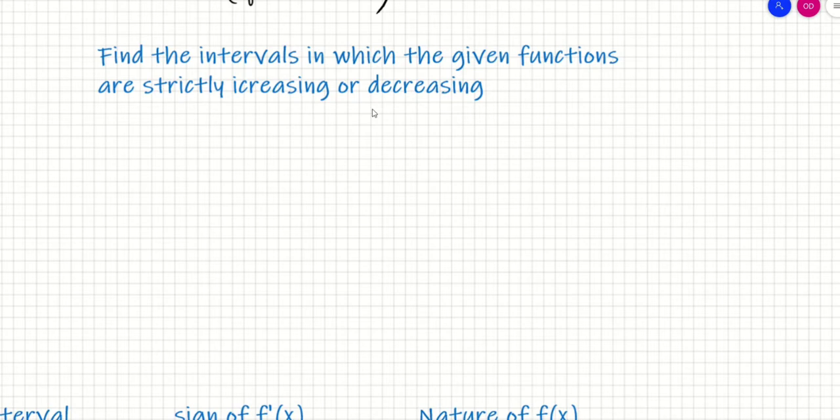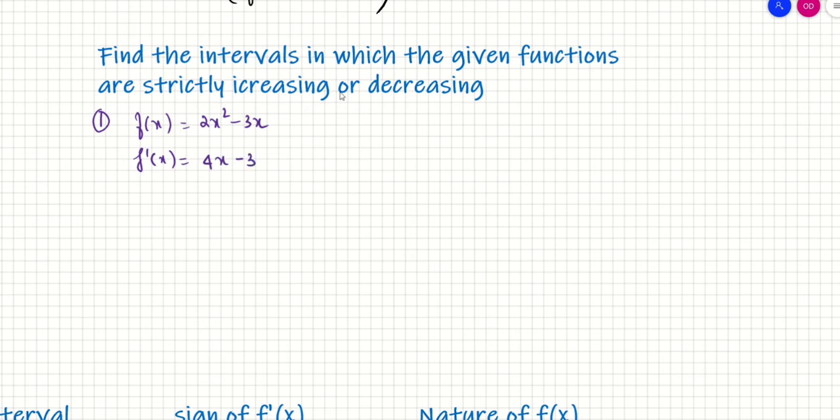Now let's consider the questions of type 2. Find the intervals in which the given functions are strictly increasing or decreasing. Let's take the first question as f of x is equal to 2x square minus 3x. F dash of x is equal to 4 into x minus 3.